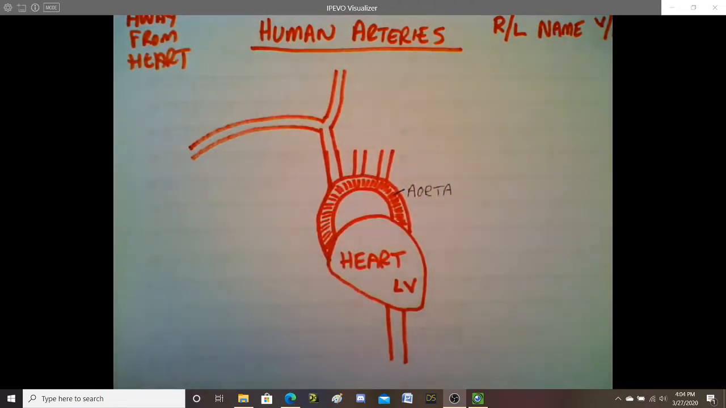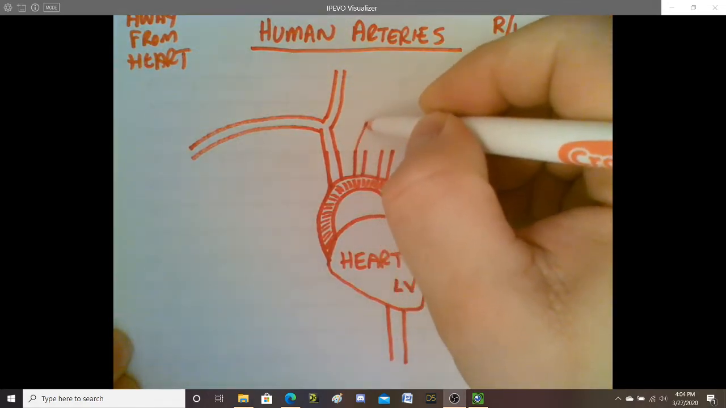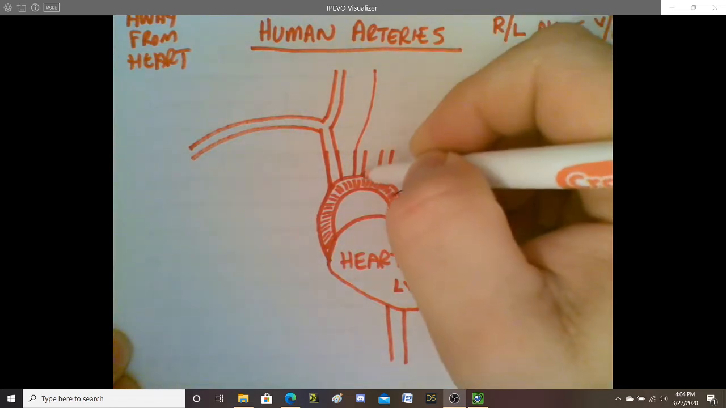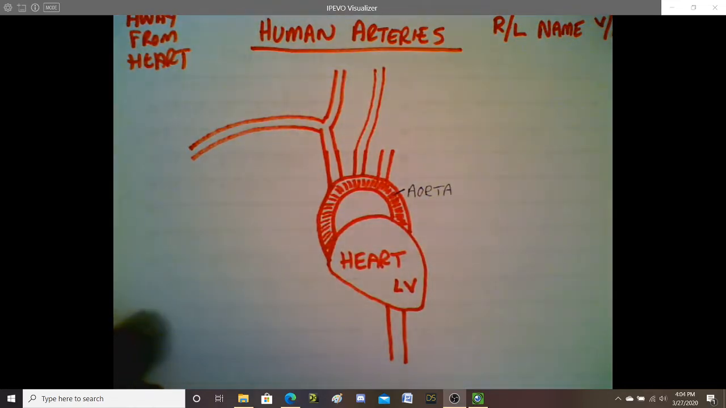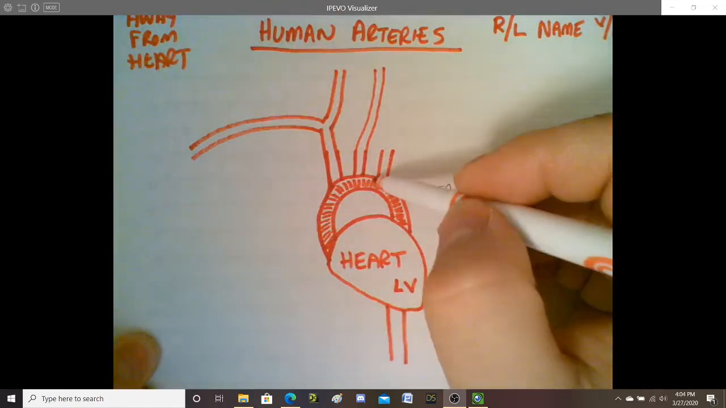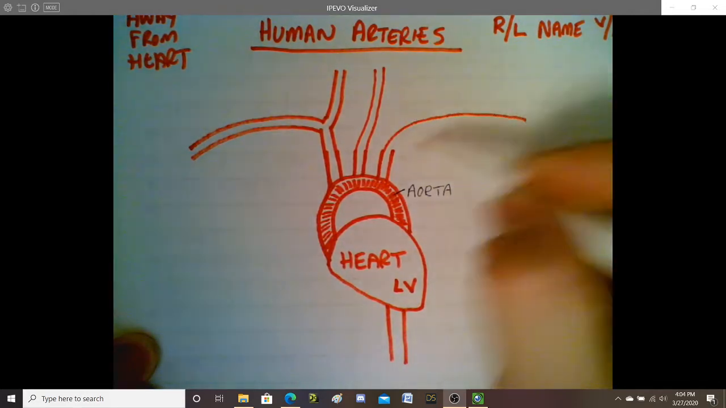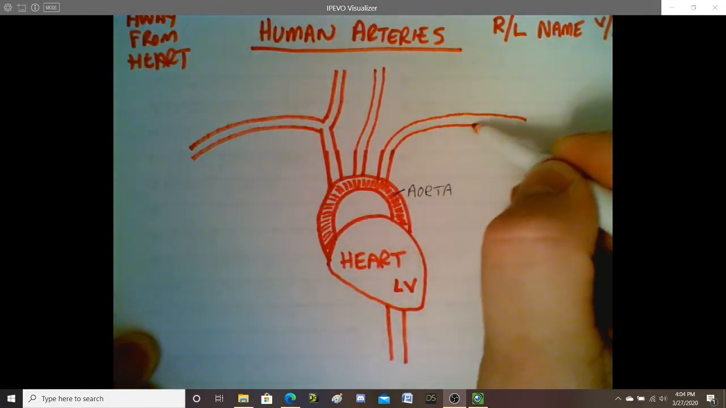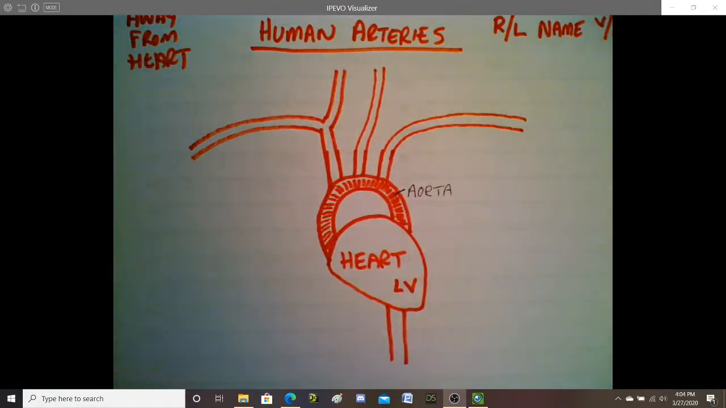So that's what the right side's going to look like. All right. Now, the middle pipe is just simply going to go up into your neck, like this. And the left side is going to arch like so. We are not symmetrical.